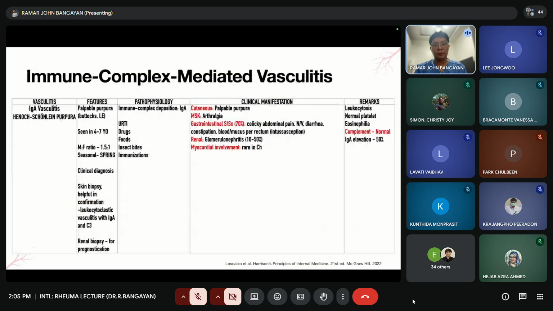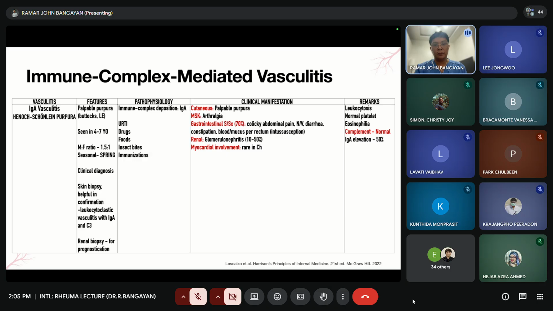Okay? So, we've discussed the ANCA-associated vasculitis. I hope that you know how to differentiate now your GPA, MPA, and your EGPA. Because we're moving on to discuss the immune complex mediated vasculitis, still under your small vessel vasculitis. Now, first is that we have your IgA vasculitis. It's relatively common.